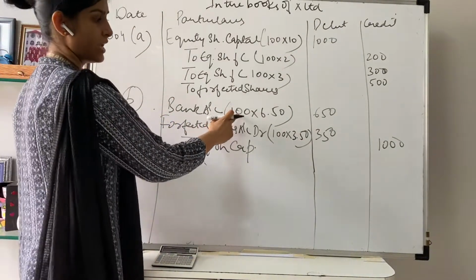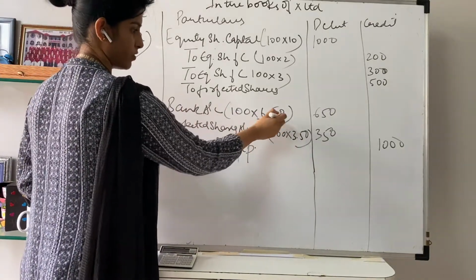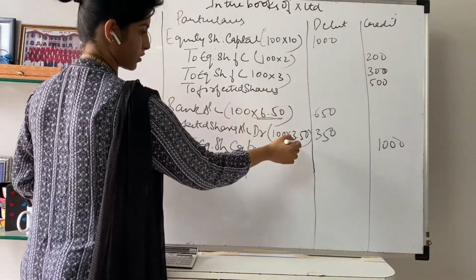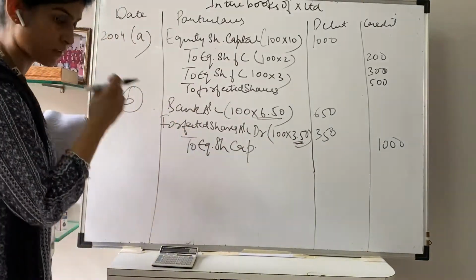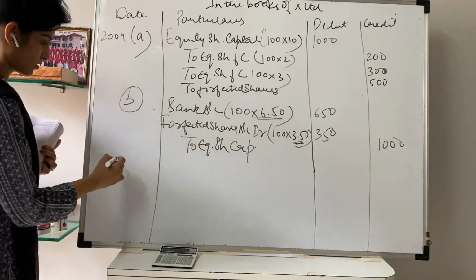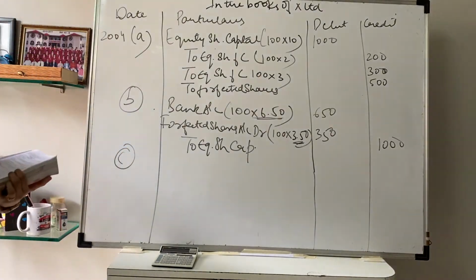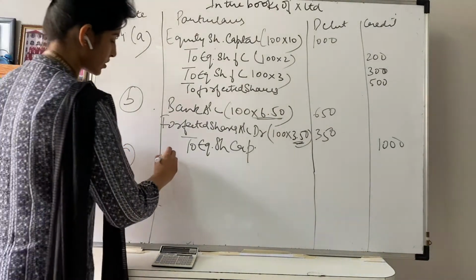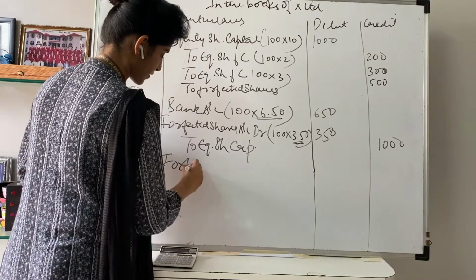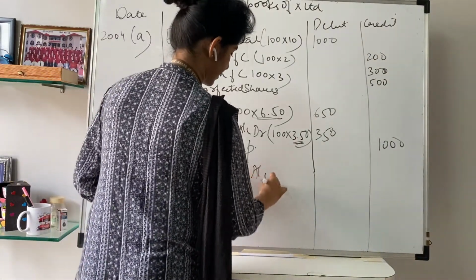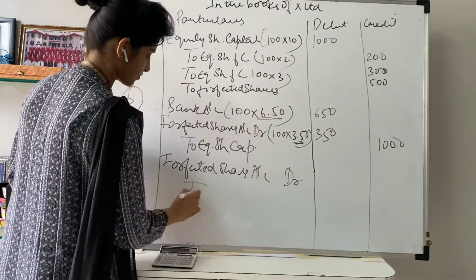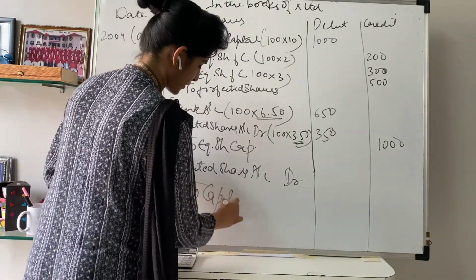We have done the reissue at 6.50. The left out amount of the particular share is 3.50. The final amount was rupees 1000. So you need to write in narration also. The final entry for subpoint A is forfeited shares account debit to capital reserve.